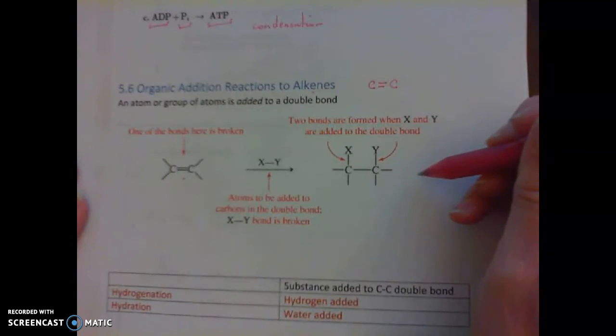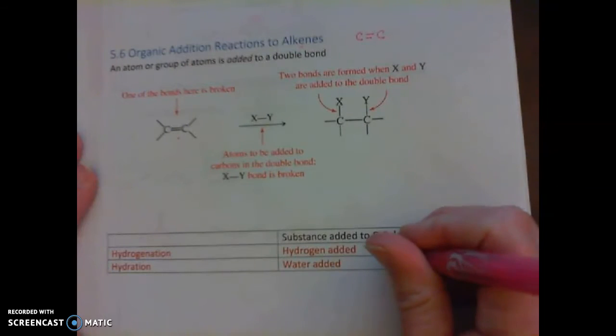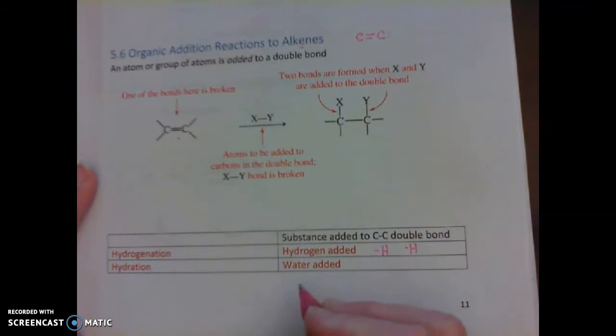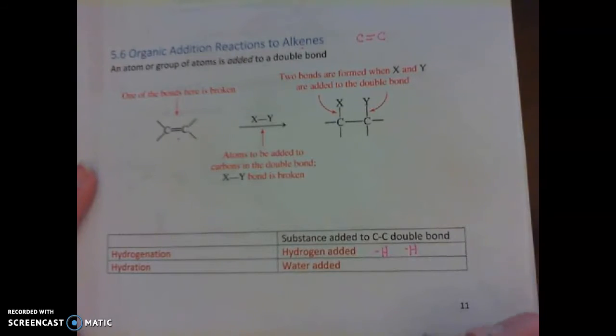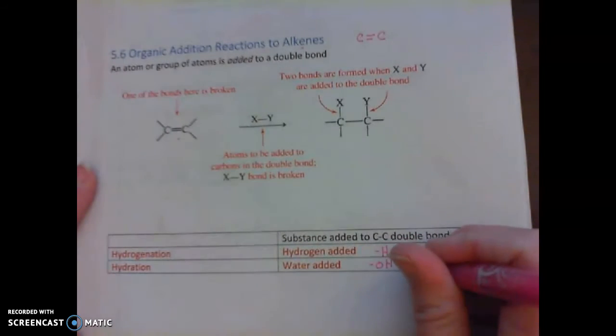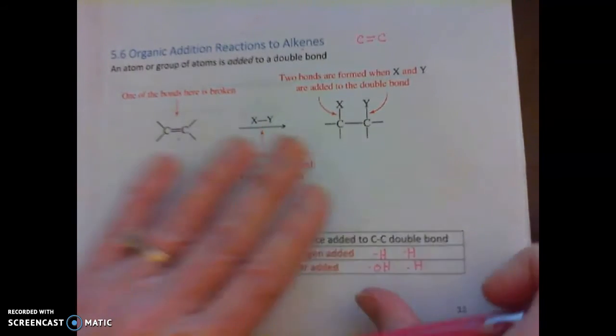Now, there are two sorts of addition reactions we're going to look at. One is hydrogenation, which is we're going to add hydrogen to each of the carbons. The other is hydration. Hydration is water, and so we're going to add a hydroxy to one of the carbons and a hydrogen to the other of the carbons. So let's look at hydrogenation first.